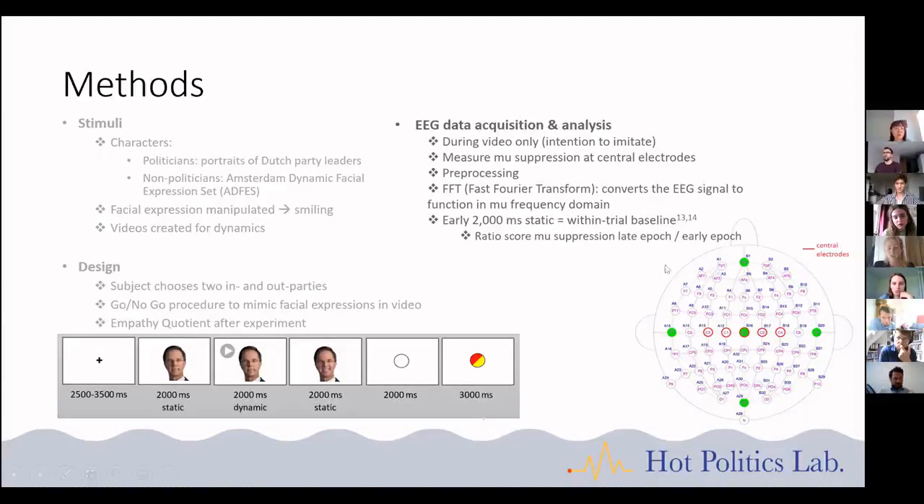We measured the mu suppression at the central electrodes. I added a figure over here of the 64-channel cap, which was placed on the participants. As you can see, we focused on these 5 central electrodes. Then we pre-processed the data and performed an FFT, which is not really important for now, but it converts the EEG signal to a function in the mu frequency, so that enables us to analyze the data. Also important to mention is that we used the early 2000 milliseconds of the static image of the character as a within-trial baseline. As the mu suppression value, we took the ratio score of the mu power during the late epoch, which is this one, divided by the early epoch, which is this one. We did that to control for variability between individuals, for example, scalp thickness or electrode impedance.